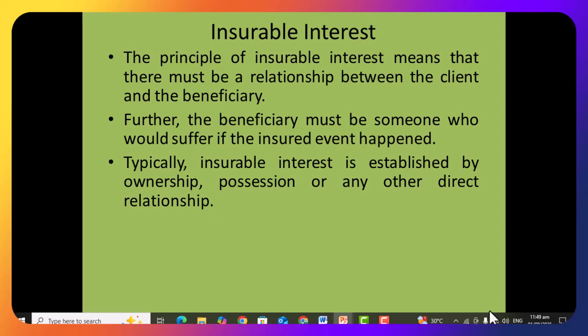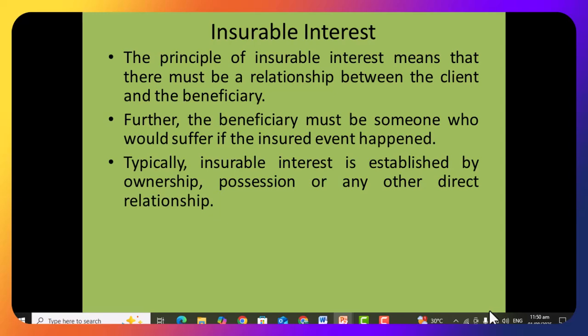In life insurance, it's the relationship between wife and husband, between children and their parents. In general insurance, insurable interest is established by ownership, possession, or any other direct relationship. Like possession, for example, a company is transporting some goods from one place to another, and it has the responsibility of safely transporting those goods. So that transporting company can also take insurance of those goods, although it will not own them, since it has possession.